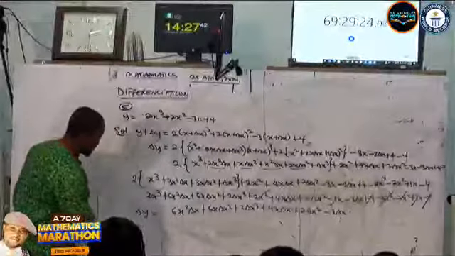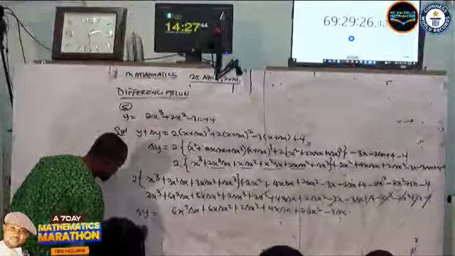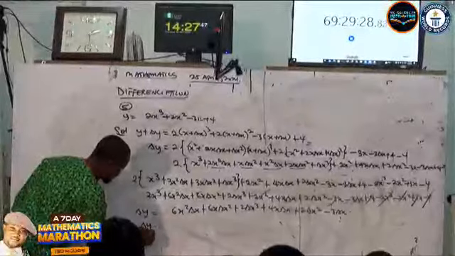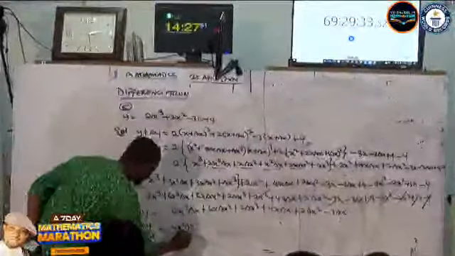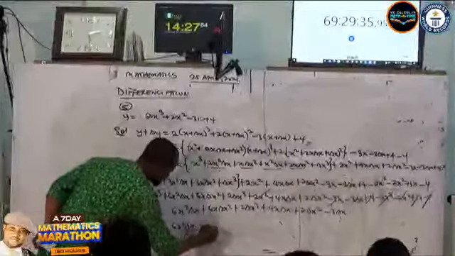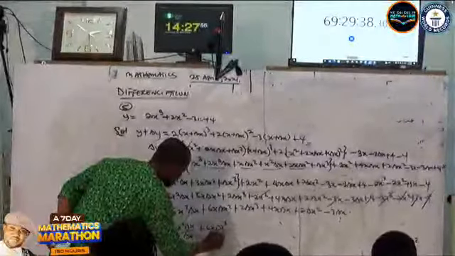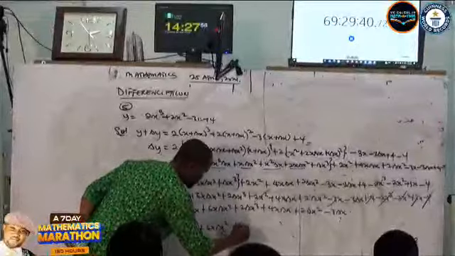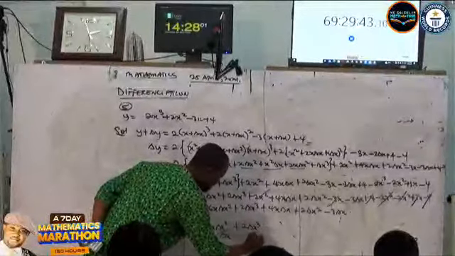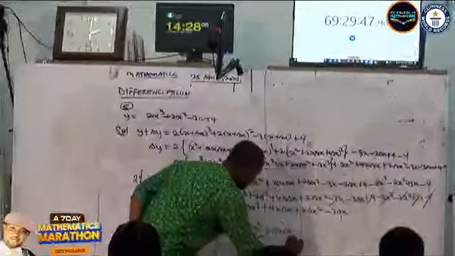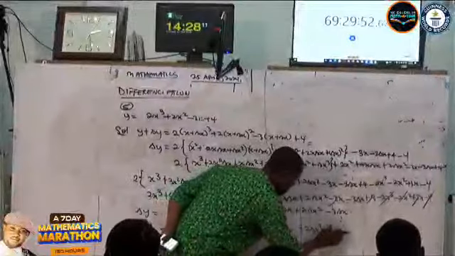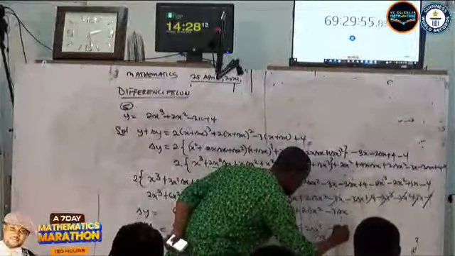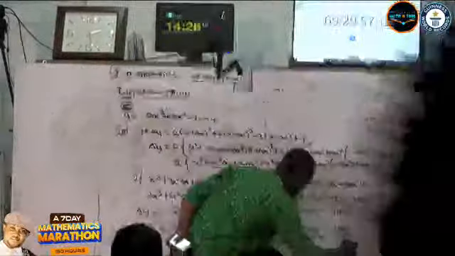So therefore this is going to be the change in y over change in x equals 6x squared change in x over what? Plus 6x change in x squared over that, I mean, plus 2 change in x cubed, plus 4x change in x over what? Plus 2 change in x squared over what? Minus change in x over change in x.